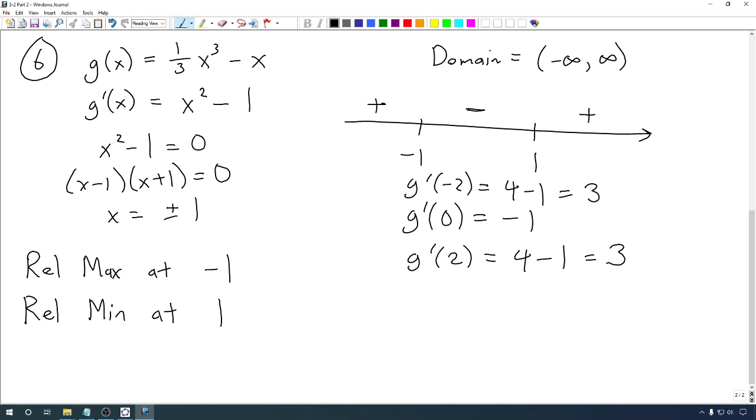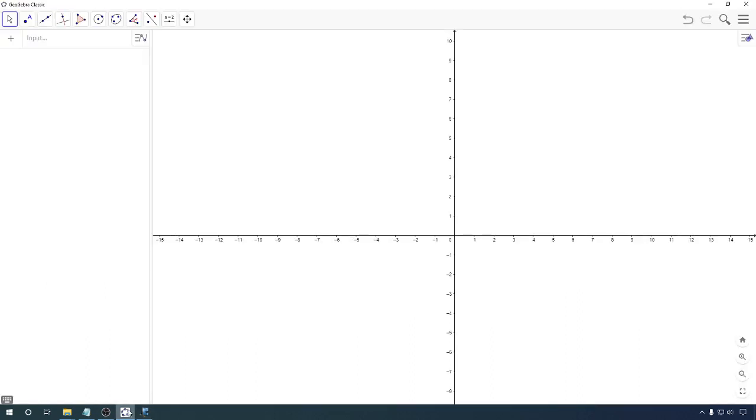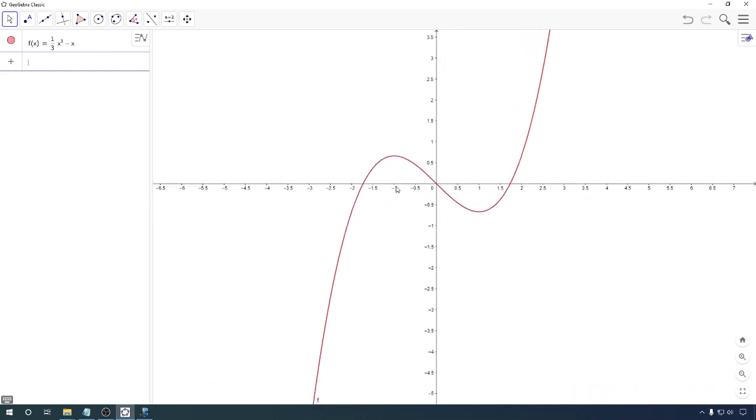Let's go ahead and actually plot this function. So you have 1/3 x cubed minus x. We have this function here. Note that at negative 1 and 1, we have a relative maximum and a relative minimum. Go ahead and just put those in there. We have a relative maximum at A, a relative minimum at B, where the x values are negative 1 and 1.